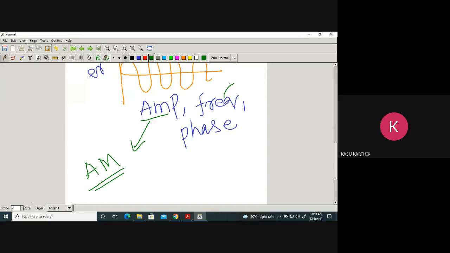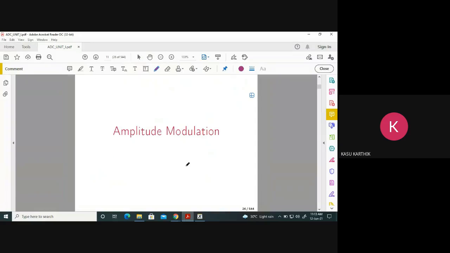Sometimes we keep our message in the frequency of the carrier, so it is called frequency modulation. Sometimes we keep our message signal in the phase of the carrier, it is called phase modulation, PM. These are the acronyms for amplitude modulation, AM, frequency modulation, FM, phase modulation, PM. Now we'll study one by one. Okay, so first we study amplitude modulation. What is that? Amplitude modulation.